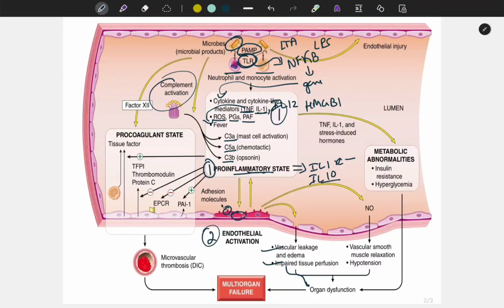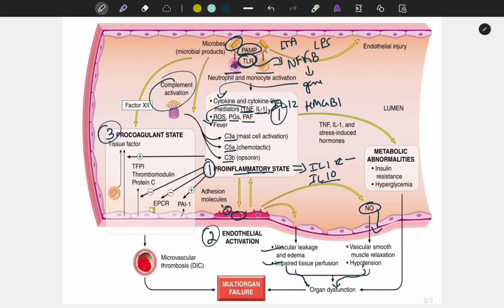Similarly, these activated endothelial cell causes increased production of nitric oxide, which will cause vascular smooth muscle relaxation and result in hypotension, which further can result in organ dysfunction.